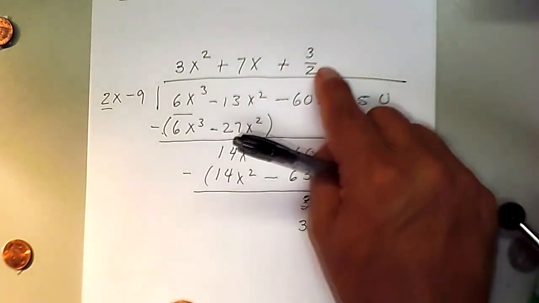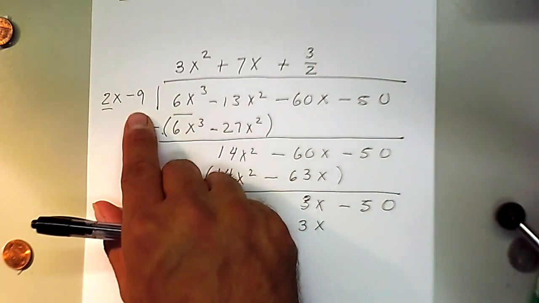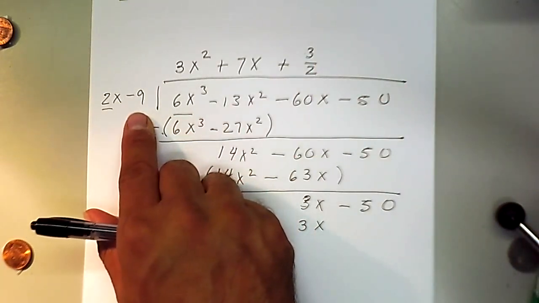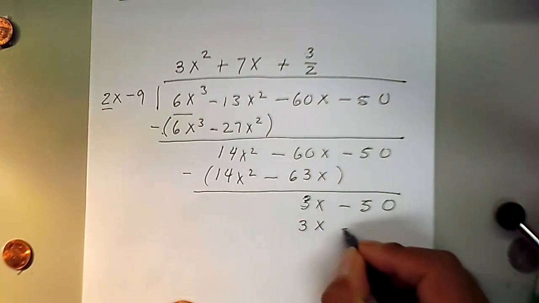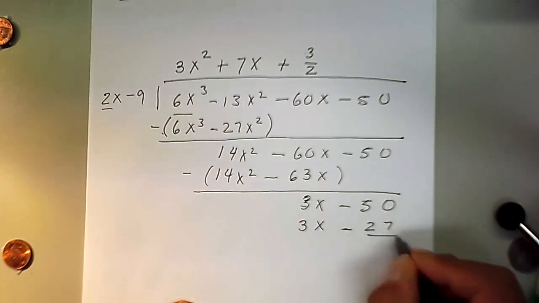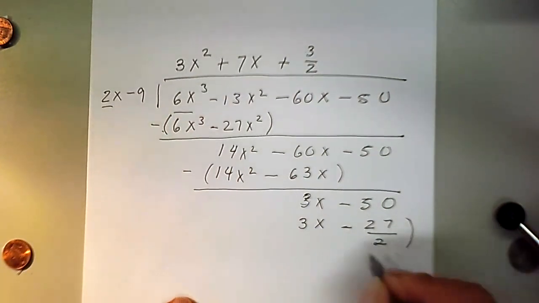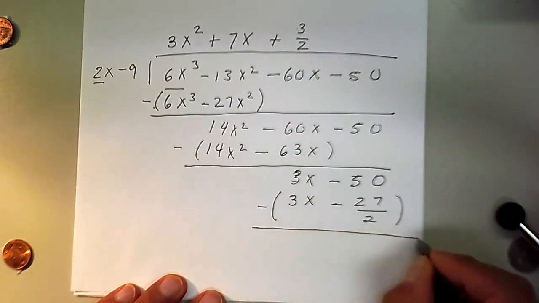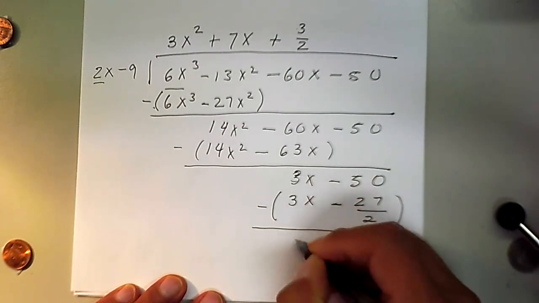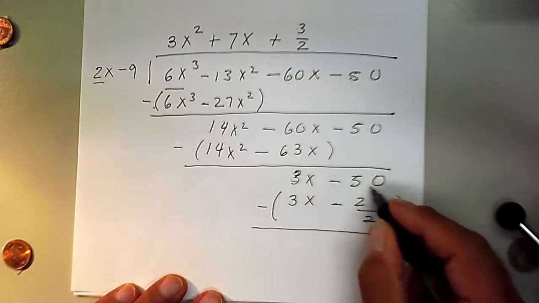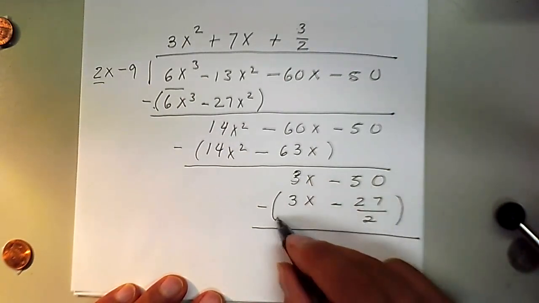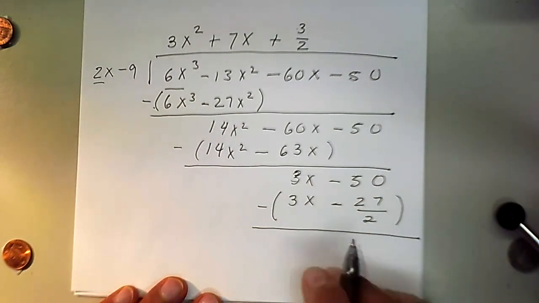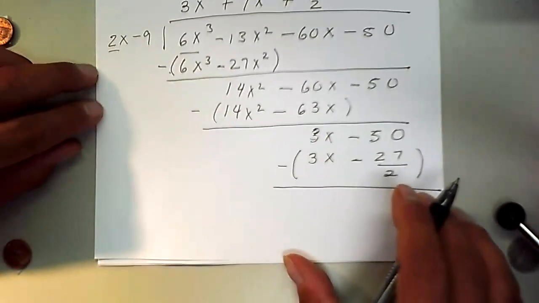And then 3/2 times negative 9, whoa, that is negative 27/2. And remember, we're going to subtract this. Okay, 3x minus 3x is 0. Then negative 50 plus 27/2. I'm going to do that here on this side.